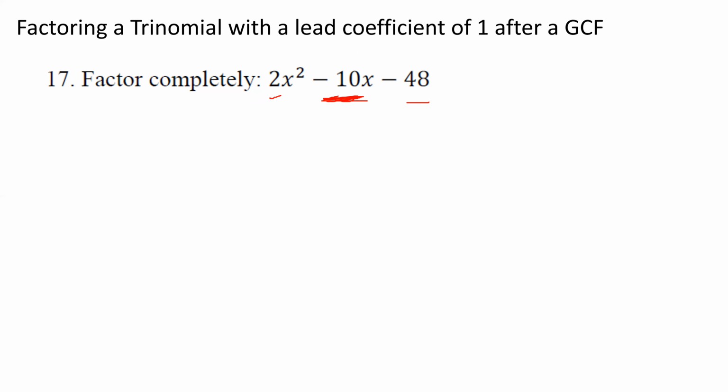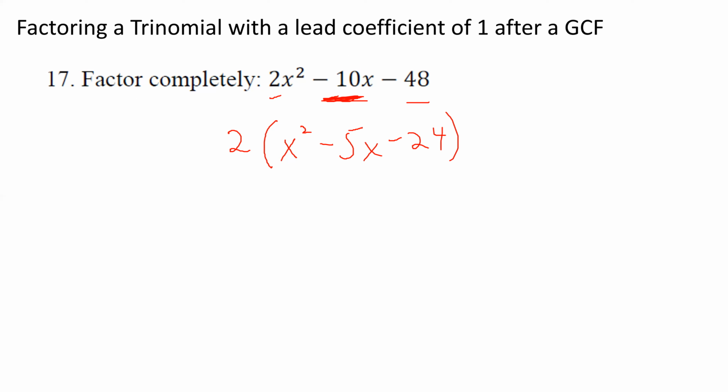So every single one of these terms has a factor that goes into them. What value can go into 2, 10, and 48? 2. Yeah, so 2. So we're going to take that out. Leaves us with x squared. We still have a negative, and this will now be 24. So we have, again, a trinomial that needs to be factored.